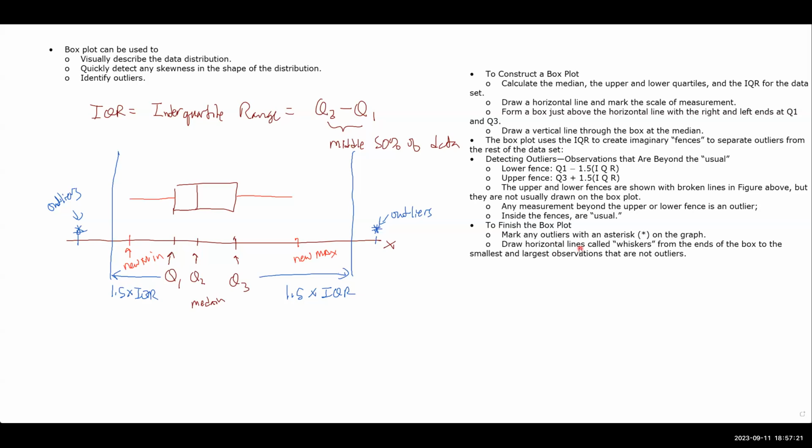Draw horizontal lines called whiskers from the end of the box to the smallest and largest observations that are not outliers. So once you kill off the outliers, what is the new min and the new max? You draw the whiskers to there. That's how you do this.